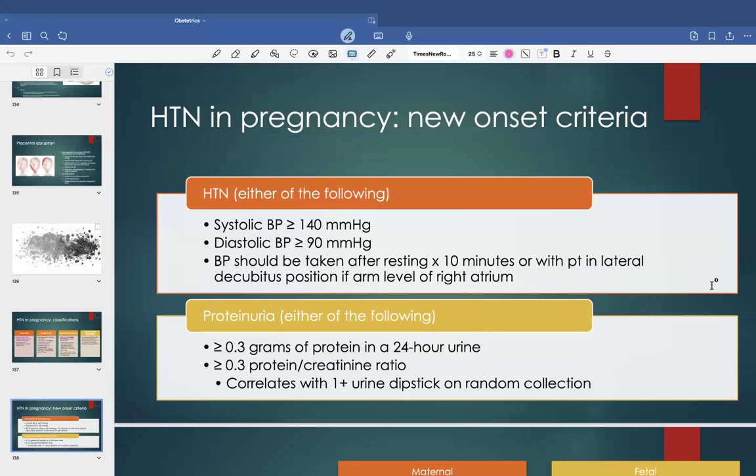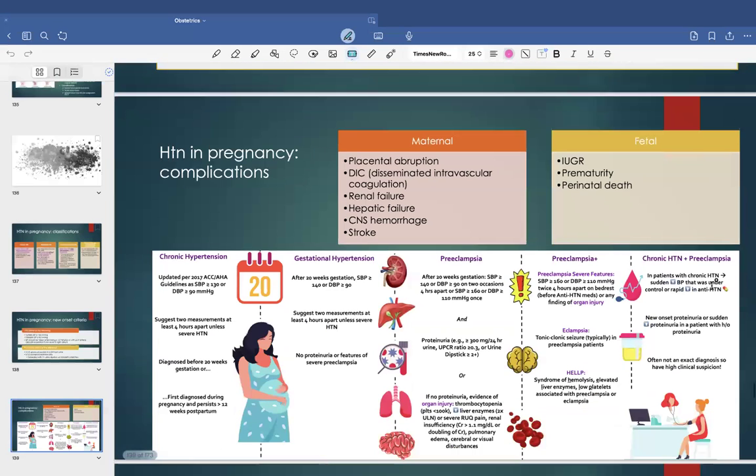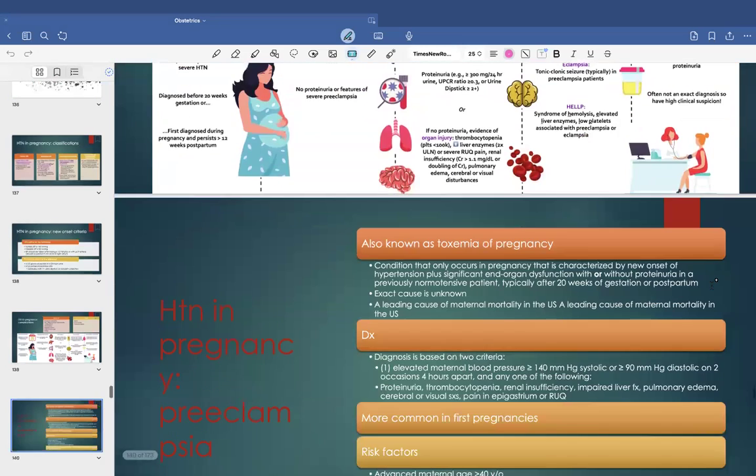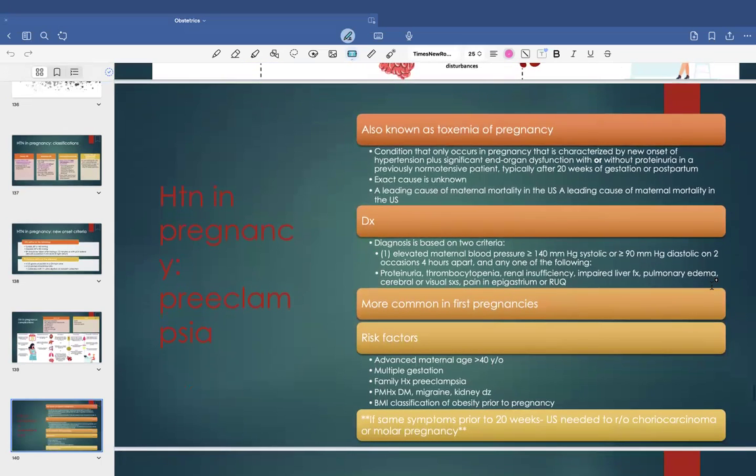Preeclampsia, also known as toxemia of pregnancy. It is a condition that only occurs in pregnancy and is characterized by new onset of hypertension plus significant end-organ damage dysfunction with or without proteinuria in a previously normotensive patient, typically after 20 weeks of gestation or postpartum. Exact cause is unknown. It is a leading cause of maternal mortality in the U.S.